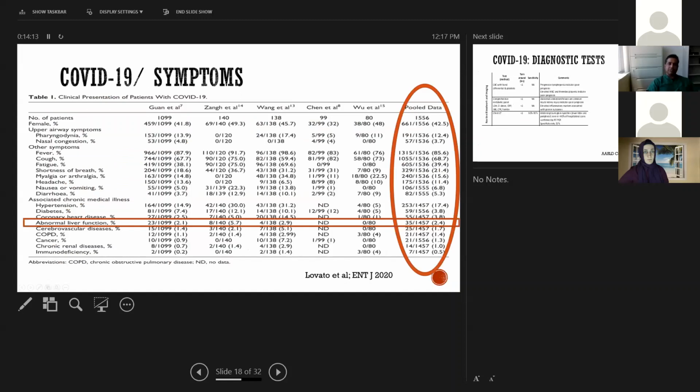Now, this is a busy slide that shows a plethora of symptoms that COVID-19 can cause, and if you look at the pooled data, fever and cough are actually the top two symptoms associated with COVID. Now, for the chronic medical illnesses, we know that hypertension and diabetes are the top two associated with severe COVID, but abnormal liver function in the pooled analysis does not appear to pose a significant risk to these individuals.